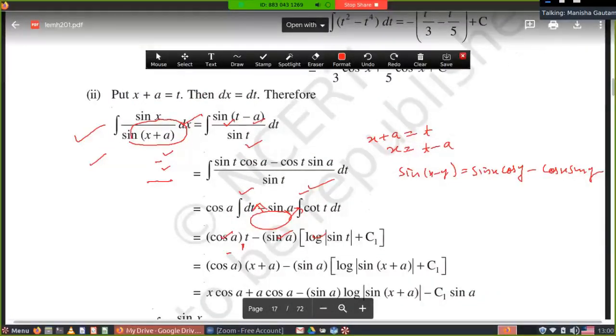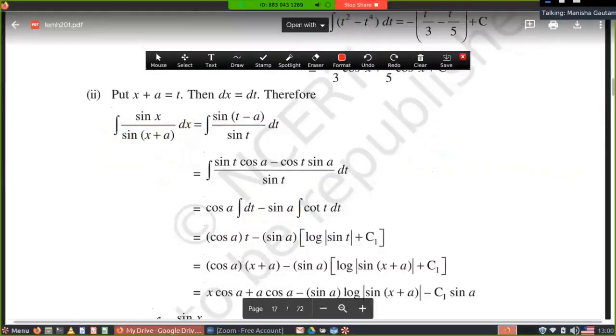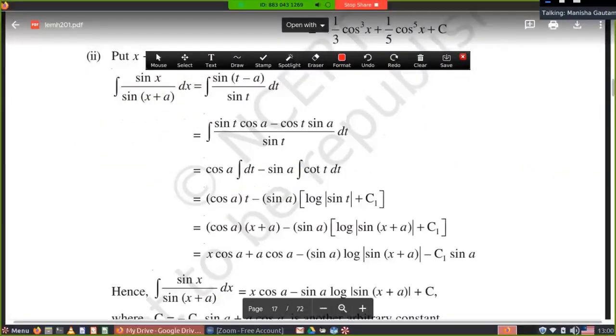Now we have to integrate the function. In the first term, the integration of 1 with respect to t is t. If it is with respect to x, then it will be x; if it is with respect to t, then it will be t. Now the integration of cot t is log sine t plus a constant, as I have told you, the formula of cot t. Now put the value of t back, that is x plus a. This is the answer of the question.